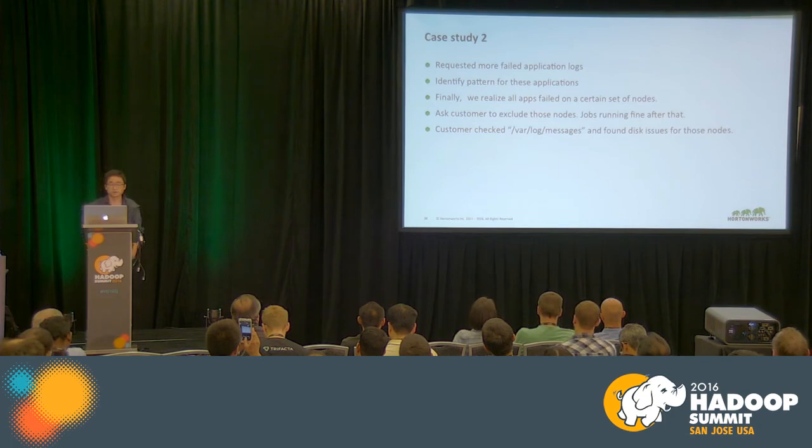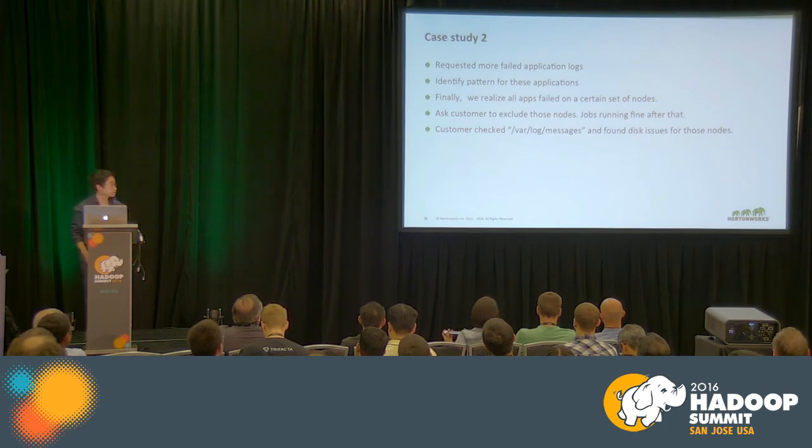And finally, just by looking at those logs and doing some graphing and searching, we realized all the apps failed on a certain set of nodes. So we asked our customer to disable those nodes, and all of a sudden, jobs just ran fine after that. And the customer later on checked their kernel messages, and they found there were disk issues on those nodes.